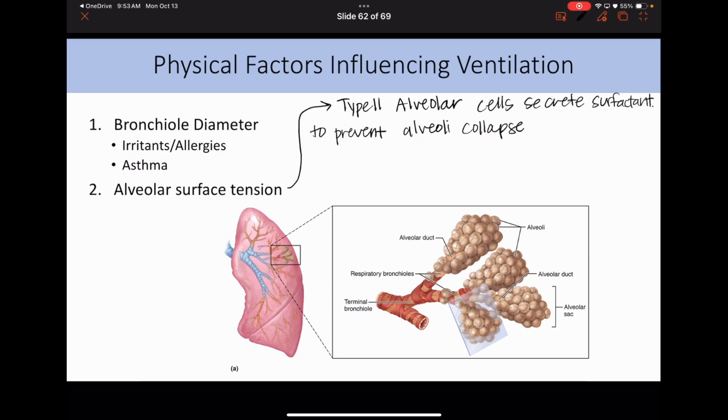I'll just tell you, just so you know the difference. Type 2 is to secrete surfactant. Type 1 is involved in gas exchange. Those are going to be the cells of the respiratory membrane that allow for the movement of air to go across. So type 2 alveolar cells secrete surfactant to prevent lung collapse. There is a condition called IRDS, which stands for infant respiratory distress syndrome.